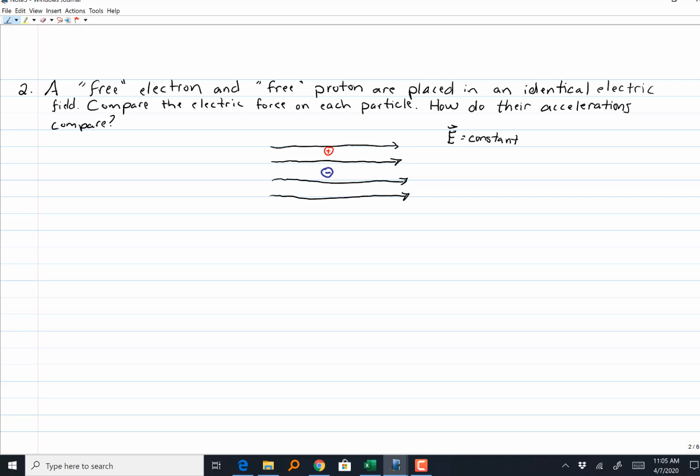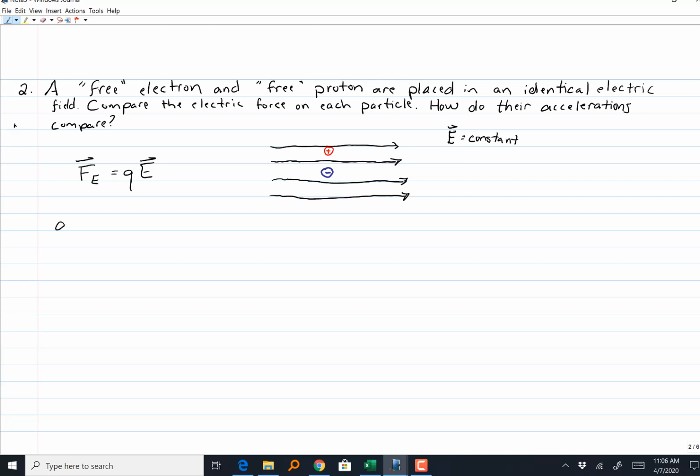First of all, I'll note that when I say a free electron or a free proton, I mean that these particles, these charges, are free to move. And so we're just looking at what direction they're going to be moving and how quickly they'll be speeding up. One way that we can do this is by looking at the equation relating the force to the electric field, and that is that the electric force is equal to the charge times the electric field. The electric field is going to be constant in both of these cases, so the only difference is going to be the charge.